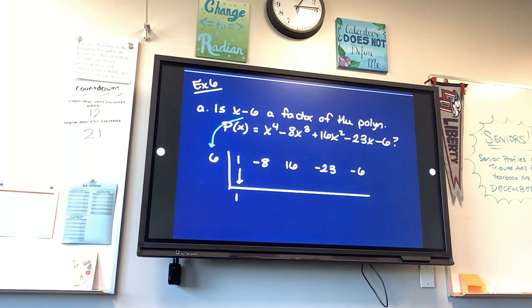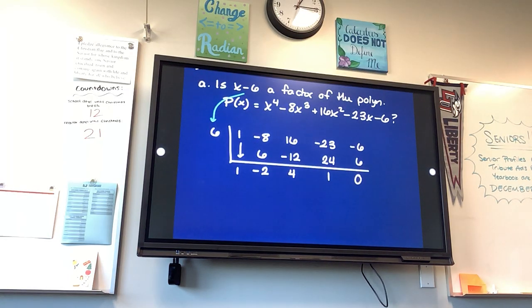Okay, so we're seeing the two different applications here. When do you switch, when do you not? Here we go. Ready? Multiply. 6. Add. Good. Multiply. Add. Multiply. Add. 1. Multiply. Add. Maybe that's a reminder of how we answer this question. Is x minus 6 a factor of the polynomial? Why do you say yes? Because there is no remainder. Okay, so to answer this question, because of that 0 right there, yes. That is the answer to the question. Yes, x minus 6 is a factor.